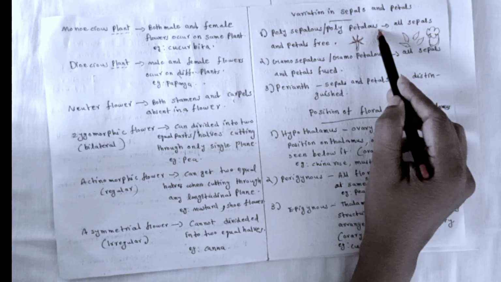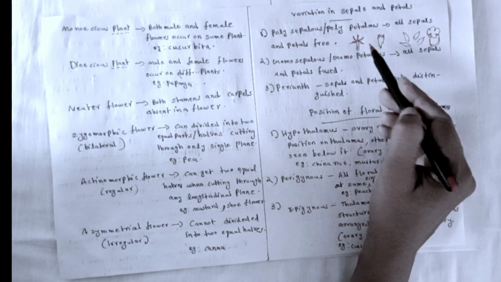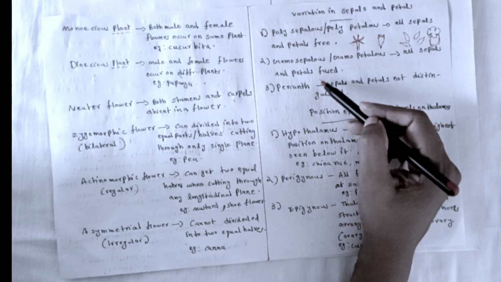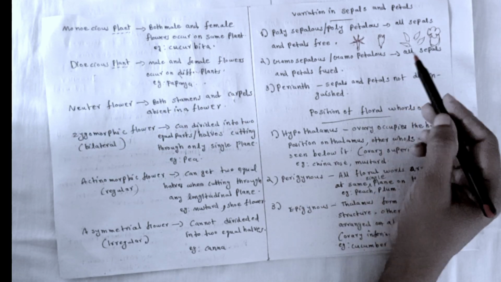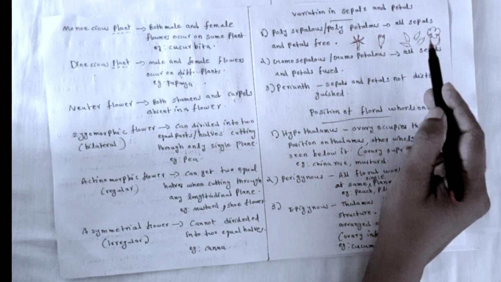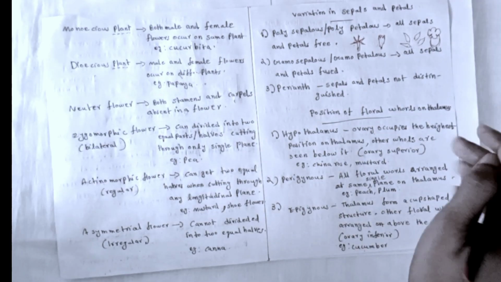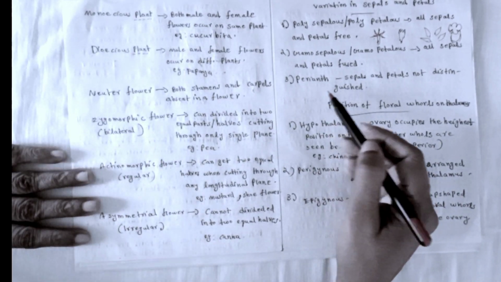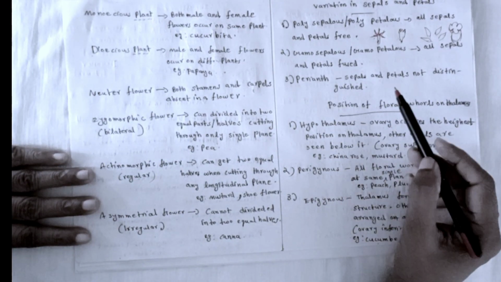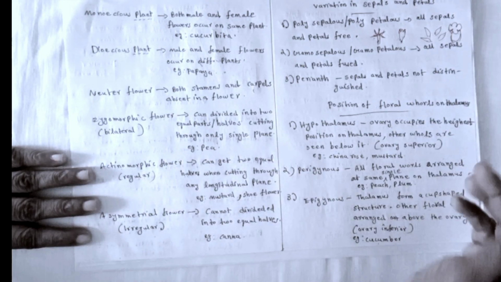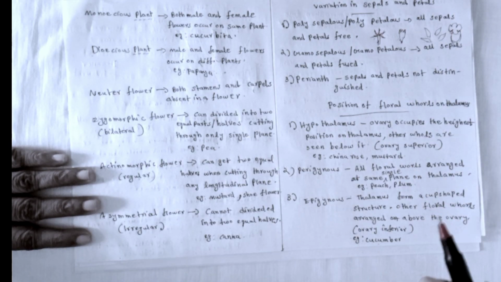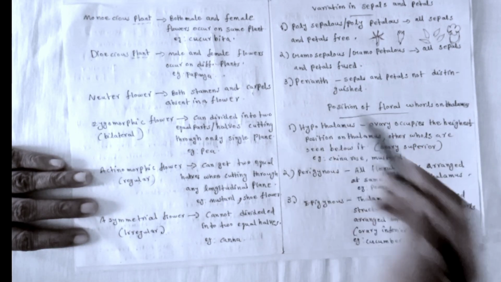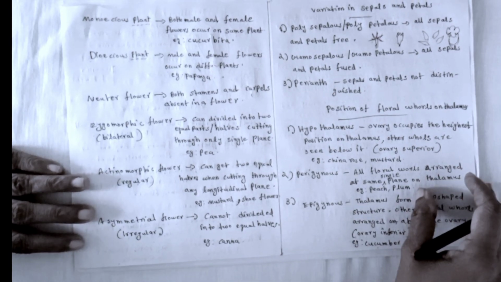Polysepalous and polypetalous condition, all sepals and petals are free. Gamosepalous or gamopetalous case, all sepals and petals are fused. Next condition, perianth. This is usually seen in monocots. Here sepals and petals are not distinguished. Sepals and petals are fused together to form a single structure, that is known as perianth.